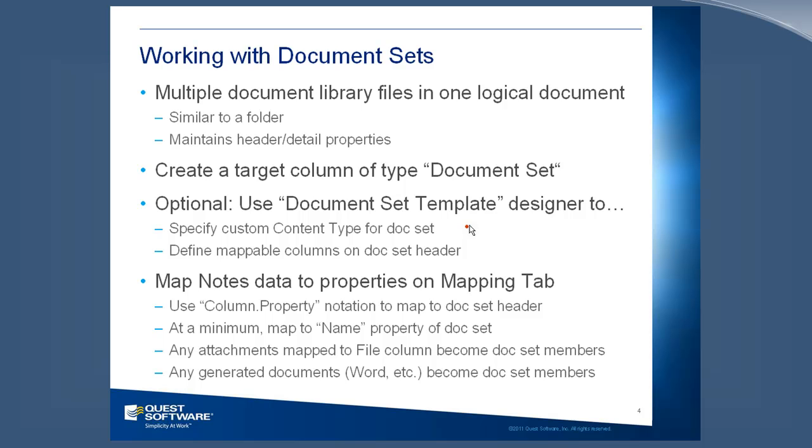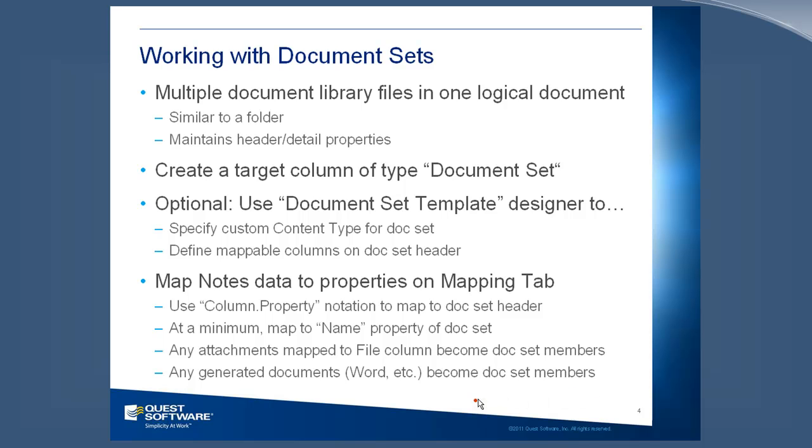And then inside that document set, any attachments that you have migrated in your migration job, anything that's mapped to a file column, will now get placed inside that document set unless you purposely put it to an alternate library or an alternate folder. And the same thing with generated documents. If you are generating Word documents or PDF documents, those would also become members of that document set.